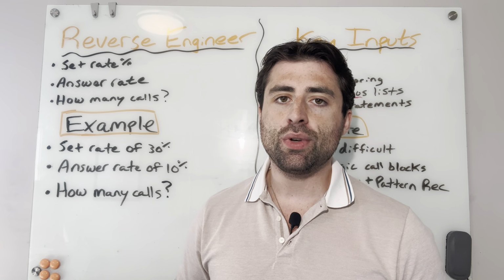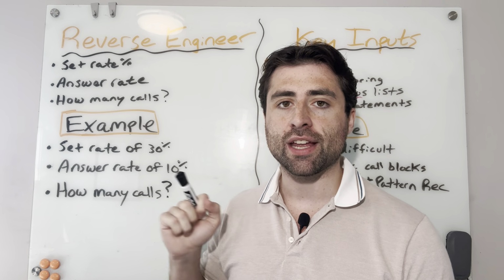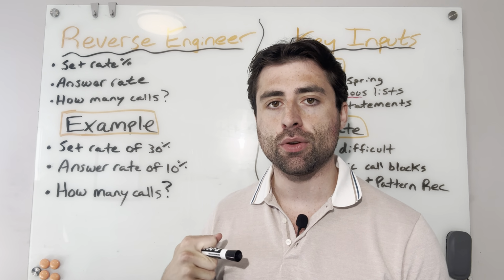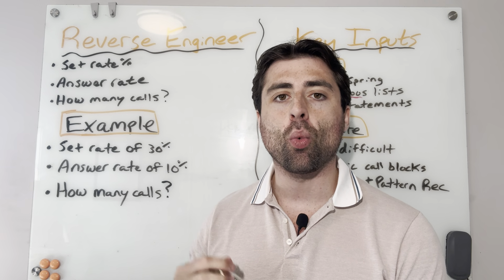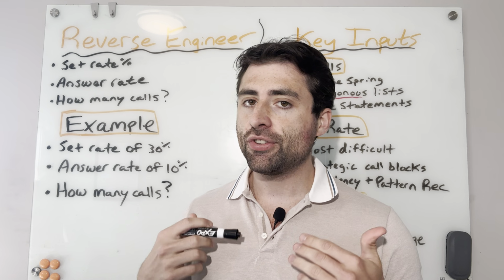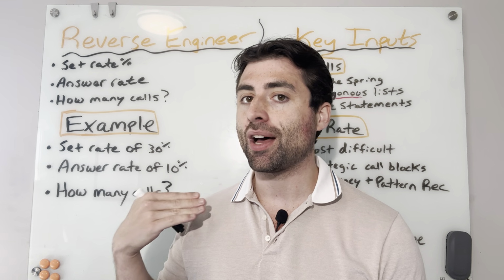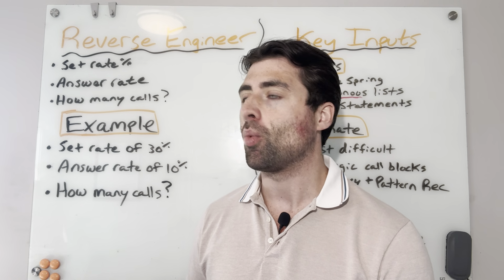So the first thing you need to do to start booking 3 to 5 meetings a day over the phone is reverse engineer what it's going to take to do that. In other words, you need to figure out what the key inputs are that will lead to 3 to 5 meetings a day. This is a very important concept that extends well beyond cold calling and really applies to the business world in general if you want to succeed.